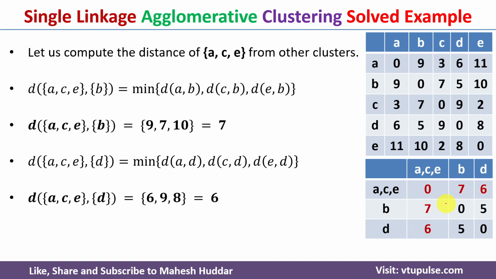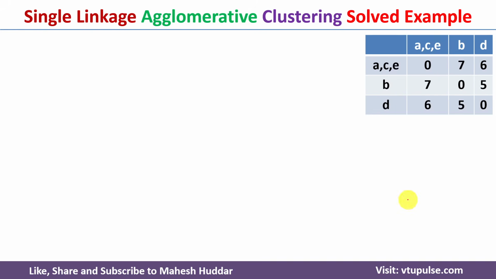We will update this weight matrix. This is how the weight matrix will look like after updating. Now we need to consider this as the weight matrix for the next iteration. Again, we need to look for the distance which is the minimum between the two clusters here. And if you look closely, the distance between B and D is equivalent to 5. That is the minimum among the distances over here.